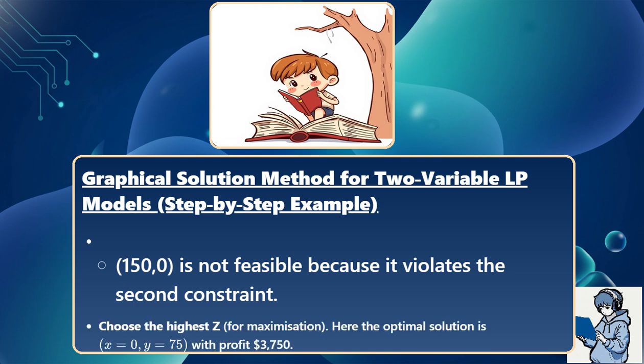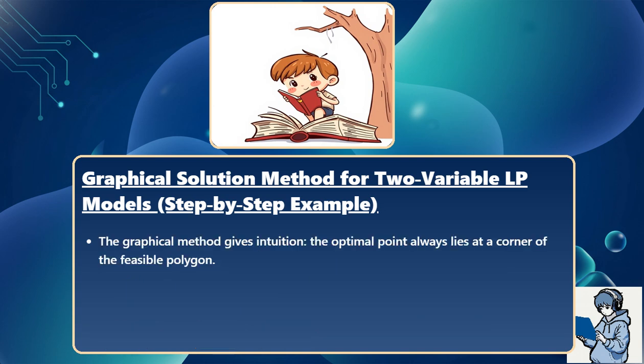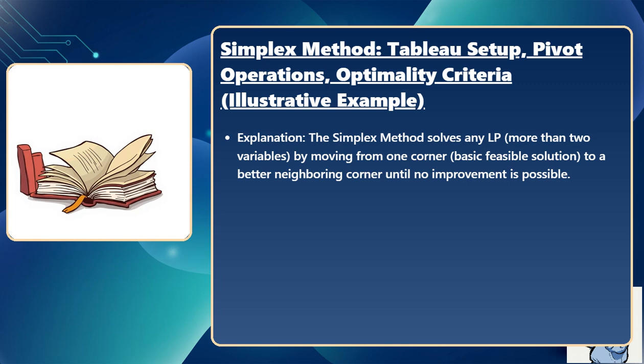Choose the highest Z for maximization. Here the optimal solution is (x equals 0, y equals 75) with profit $3,750. The graphical method gives intuition. The optimal point always lies at a corner of the feasible polygon. Explanation: the simplex method solves any linear program with more than 2 variables by moving from one corner, a basic feasible solution, to a better neighboring corner until no improvement is possible. Okay, steps.